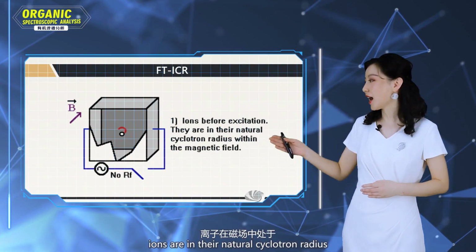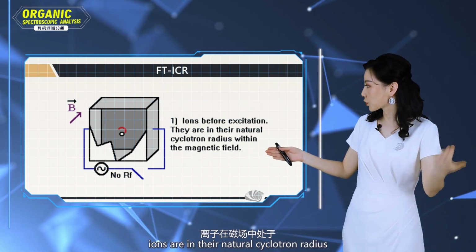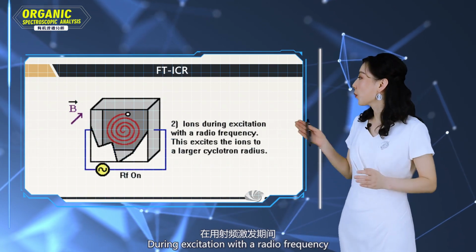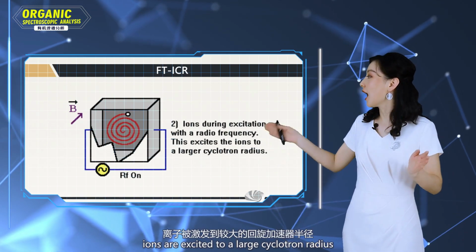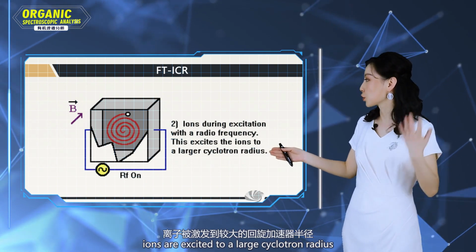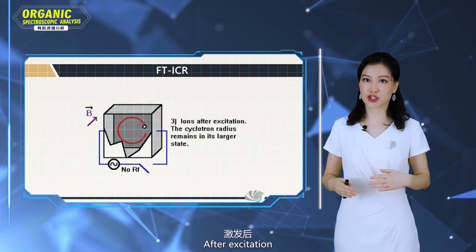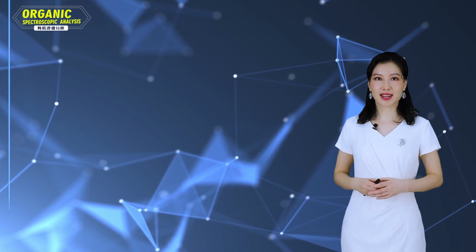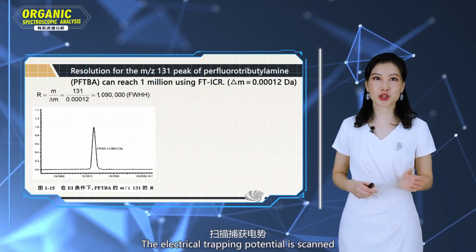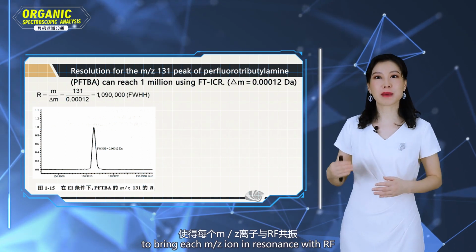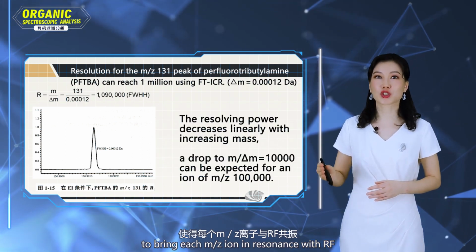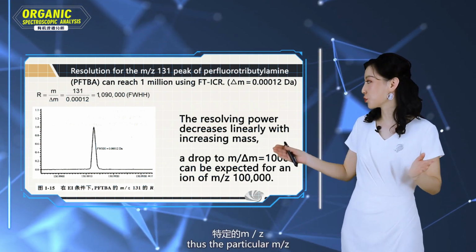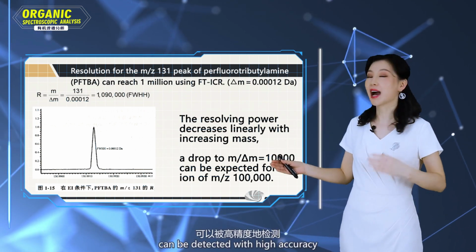Before excitation, ions are in their natural cyclotron radius within the magnetic field. During excitation with the radio frequency, ions are excited to a larger cyclotron radius. After excitation, the cyclotron radius remains in its larger state. The electric trapping potential is scanned to bring each mass-to-charge ion into resonance with the RF. At the resonance condition, that particular mass-to-charge ratio can be detected with high accuracy.